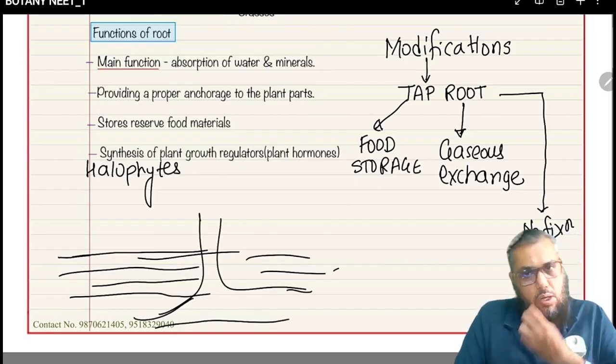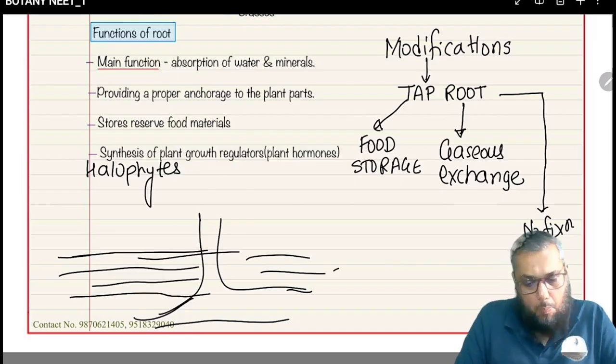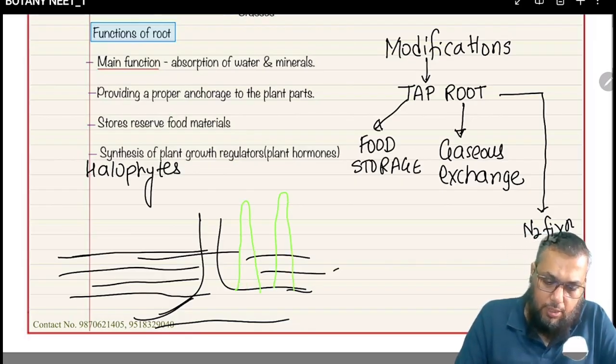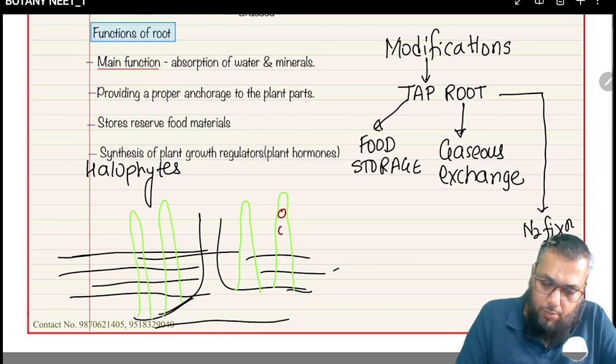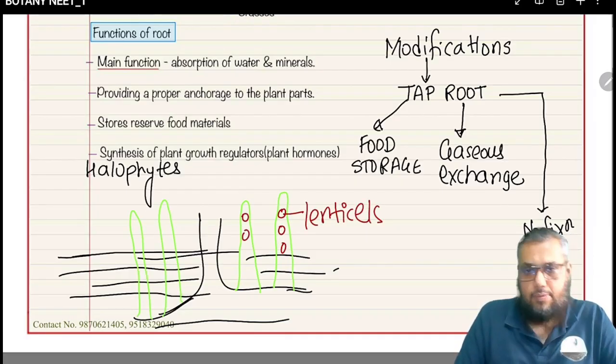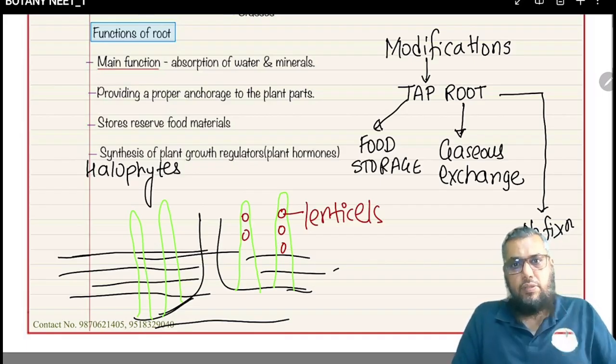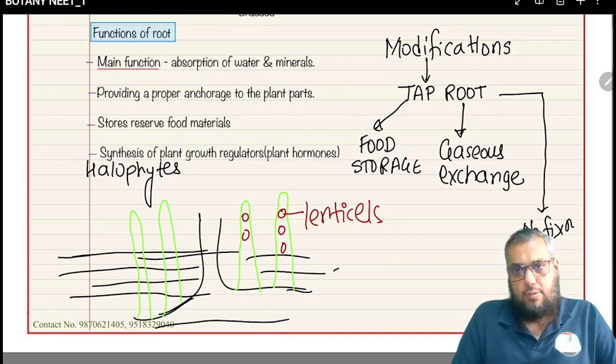So some roots will grow positively phototropic, like conical spikes, having openings which are called lenticels. And with the help of these lenticels, they will do gaseous exchange.